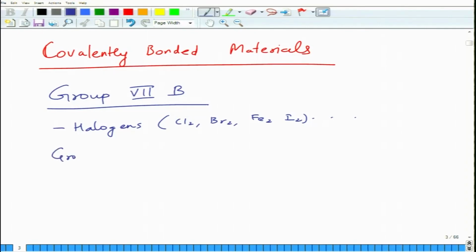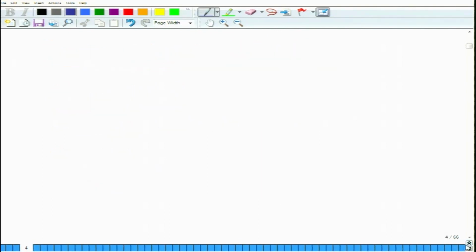Similarly, if you look at group 6b, 6b will have molecules like S8 or even H2O. So H2O will make, for example, a hexagonal ice crystal, right? So these are also covalently bonded materials. These are not something that we use on a routine basis.